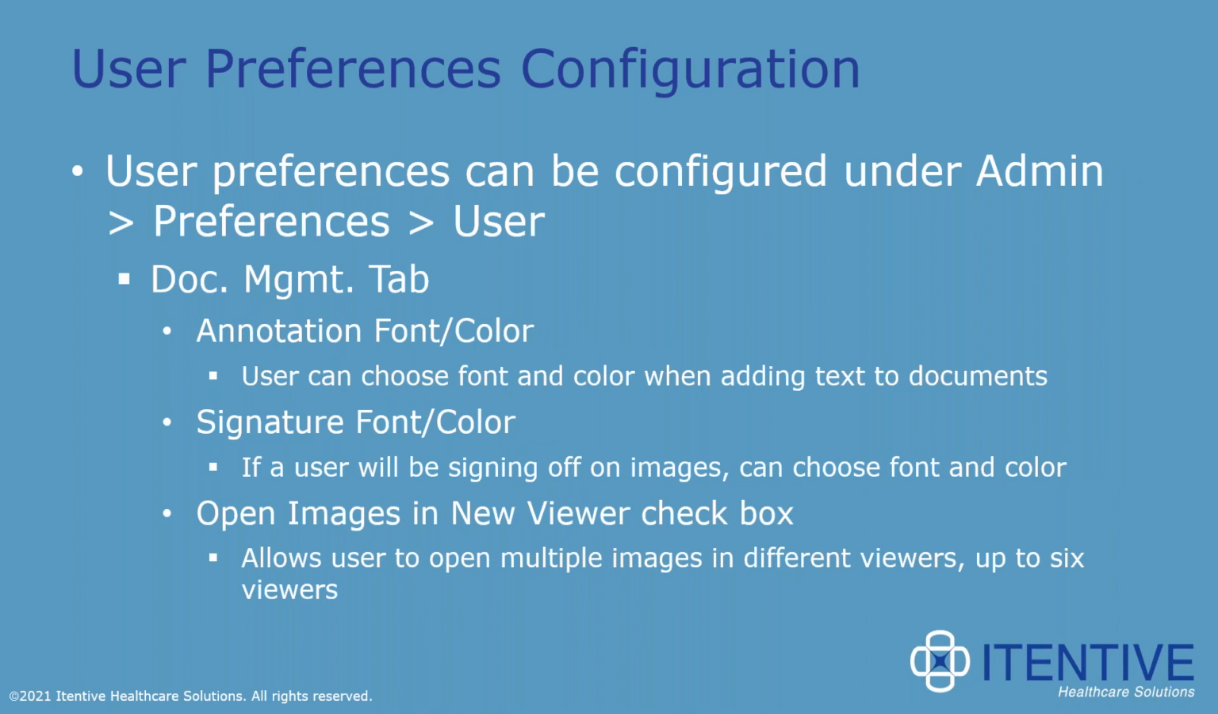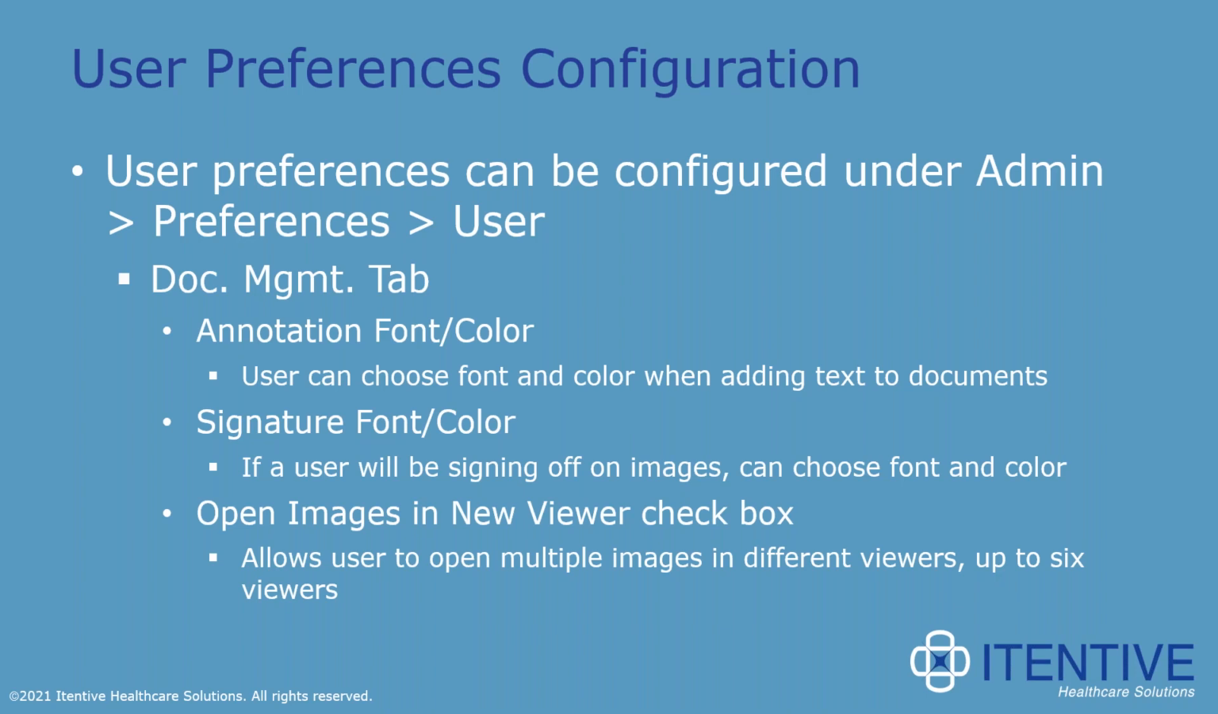There are also several options at the user level for how the images will be viewed in that document management application. The first is for any text that's added to a document using those annotation tools, the user can choose the text font as well as the color. So they can modify this to make it more visible and easier for them to see on an image. Along the same line, the user can also default the signature font as well as the color. So if a user is going to be adding their signature in document management, they can choose that font and color to make it more visible on that image.